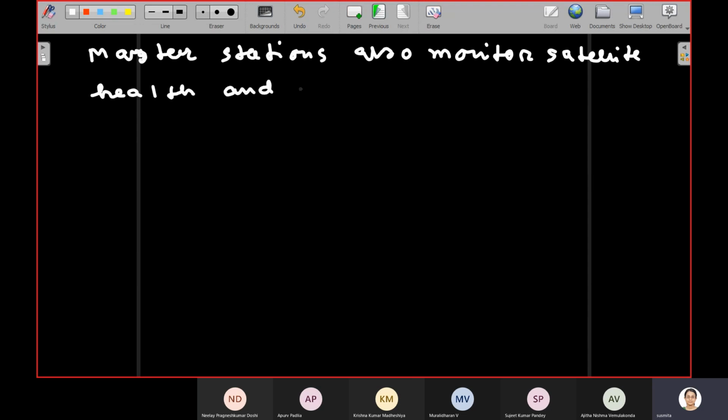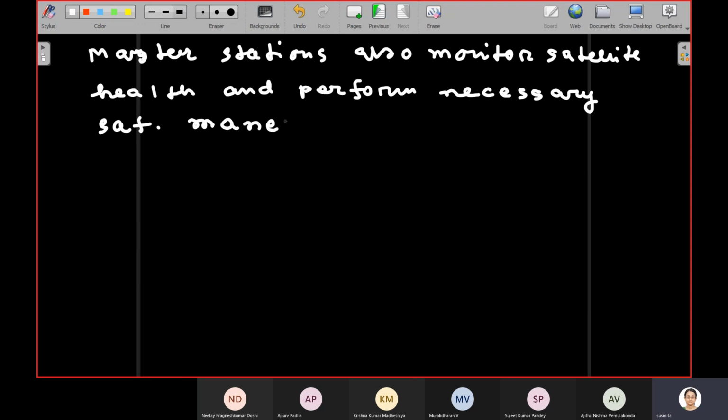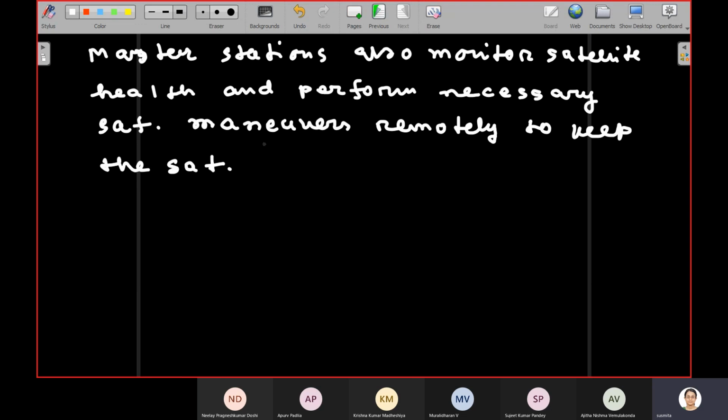And perform necessary satellite maneuvers remotely to keep the satellites in the correct orbit.